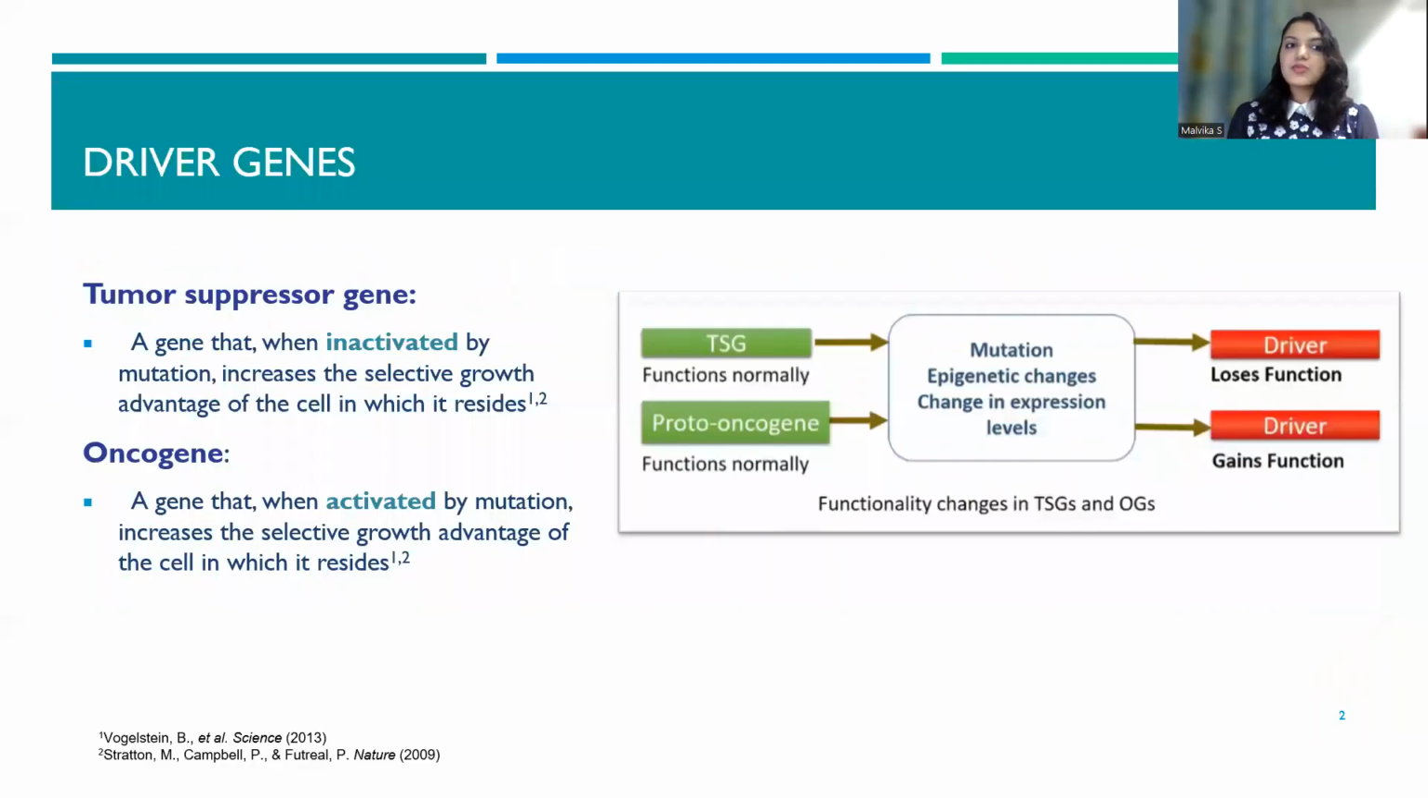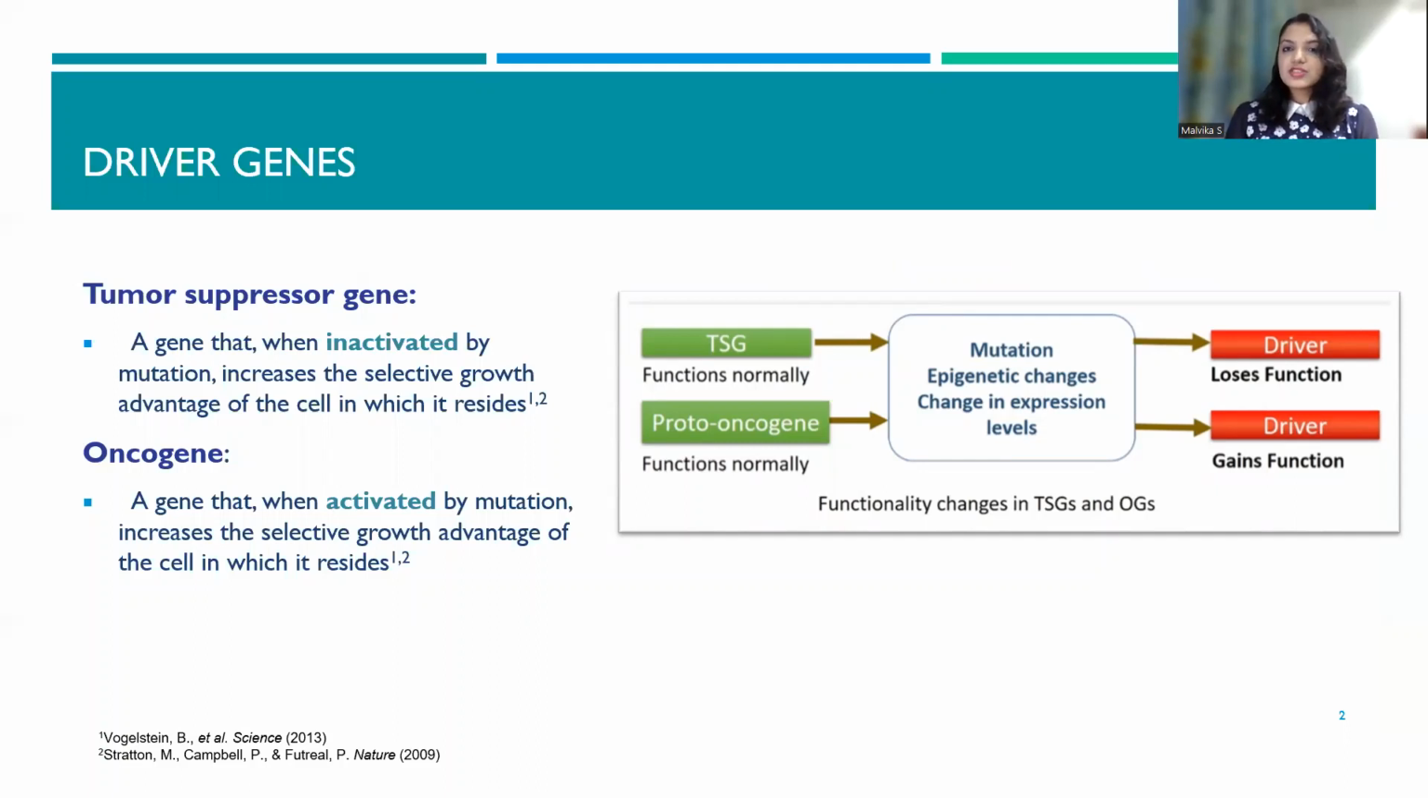So let us first see what driver genes are. Driver genes are those genes which, when altered, give the cell an added growth advantage and hence a normal cell turns into a cancer cell. Now, these driver genes can be categorized into two different categories, called TSGs or tumor suppressor genes, and oncogenes or OGs, based on their functionality.